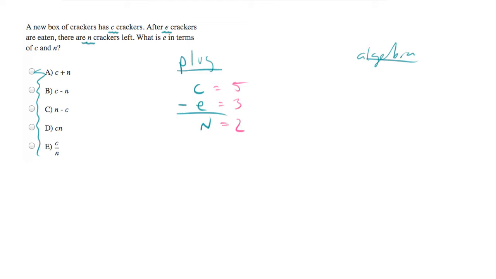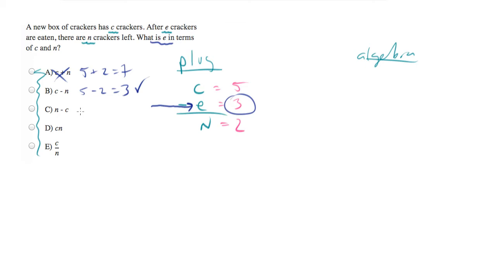Now we've been asked to solve for E. So here's our target, E, which is 3. And the game is simply plugging in C and N to the answer choices to figure out which one equals 3. So if C is 5 and N is 2, that's 7, that's out. C is 5, N is 2, that equals 3. It looks like a winner.